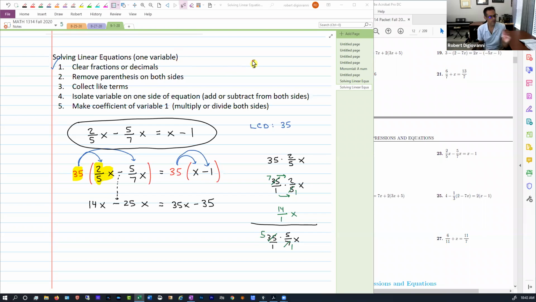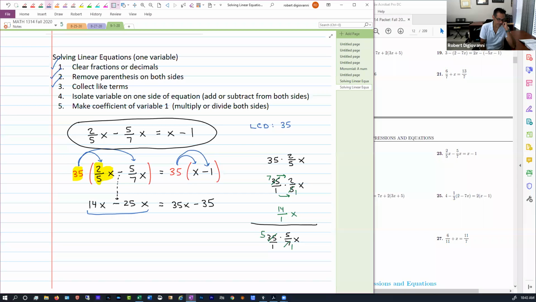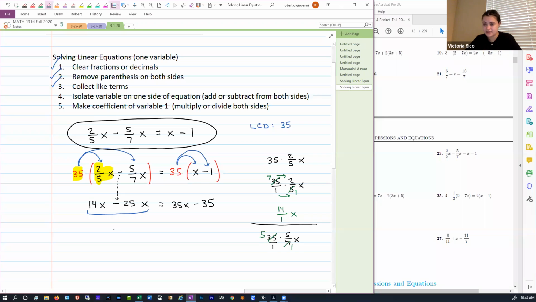Step 2. Do we need to do anything for step 2? No, we don't have any parentheses. So step 2, we can not worry about. How about step 3, Victoria? You can take away 25 from 14. So those two are like terms, so we can put them together. So what is 14 apples take away 25 apples? How many apples you got left? Is that negative 11? Negative 11, right?